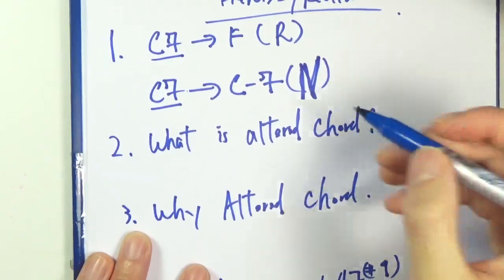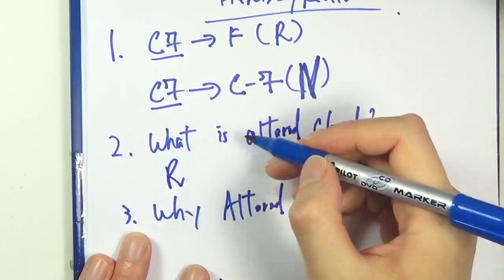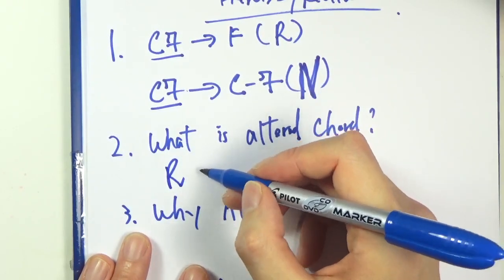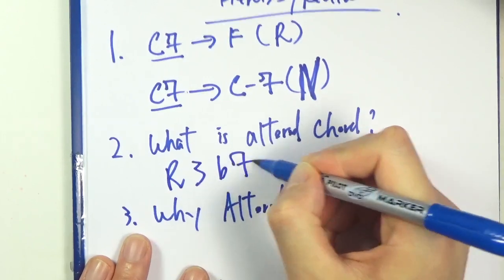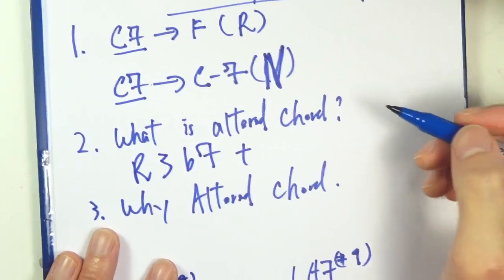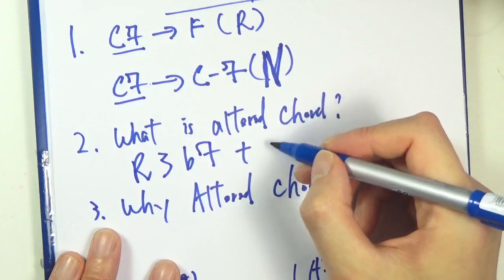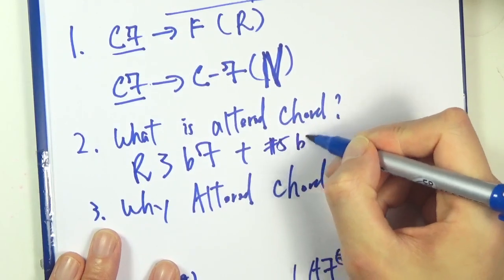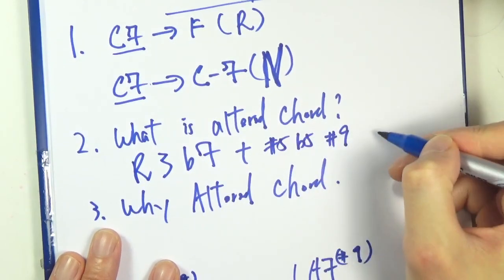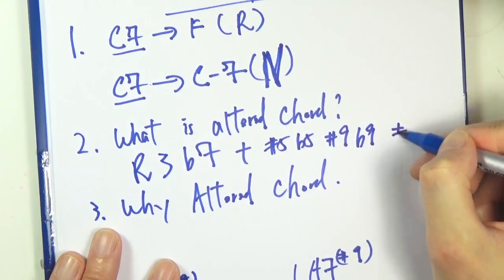What is an altered chord? You can do it with just a shell on the left hand, say root, 3, flat 7, you can omit the fifth, plus a bunch of tensions, right? Altered tensions: sharp 5, flat 5, sharp 9, flat 9, and also a sharp 11.